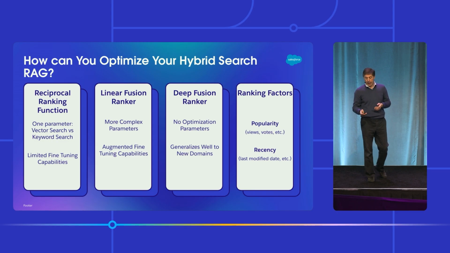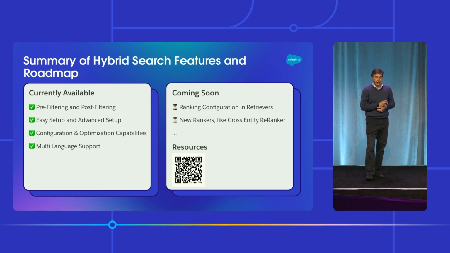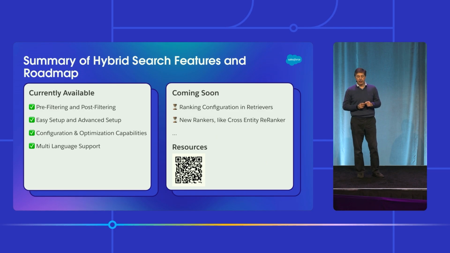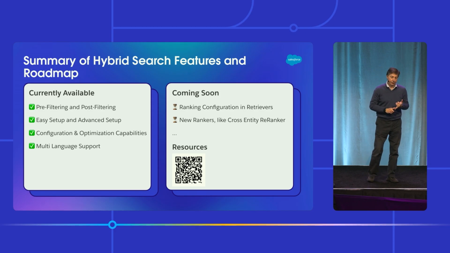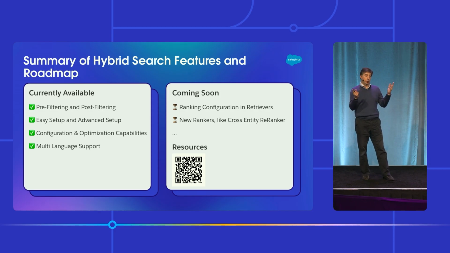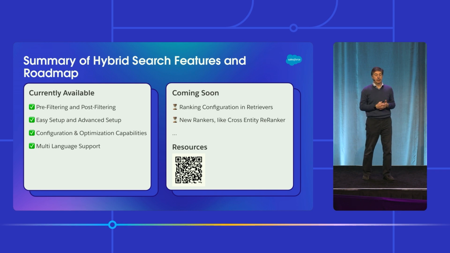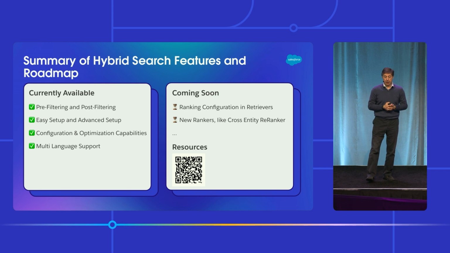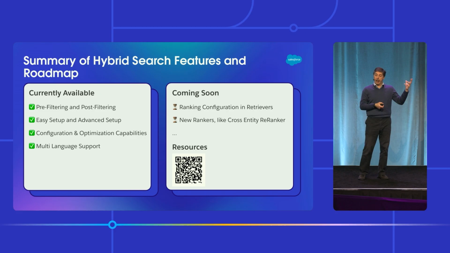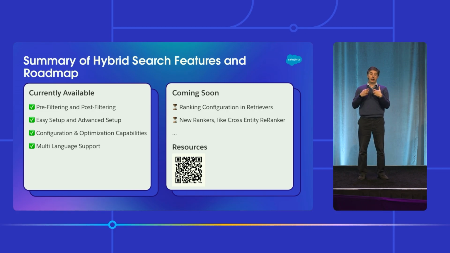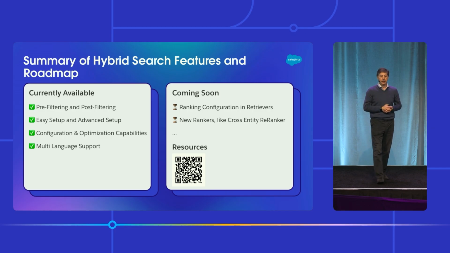Just to wrap up this presentation, I'd like to give a brief overview of what we currently have in terms of features for hybrid search. Several pre-filtering and post-filtering options. We also have the two setup modes, easy or advanced, the configuration options that I just mentioned, and multi-language support. Coming soon, we'll be taking these ranking configurations to the retriever so that you can select the ranking function without any code, directly in the retriever, and also new rankers, like the cross-entity ranker.